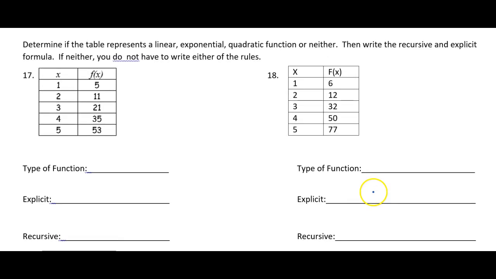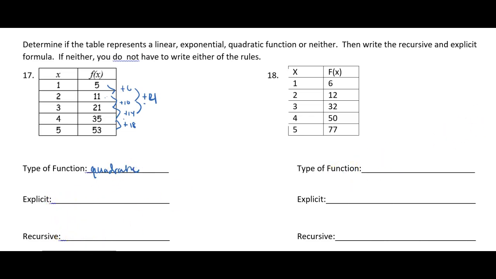Next couple. Determine if they're linear, exponential, or quadratic, and then write the recursive and explicit rule. So right away, if I look here, I'm looking for a common difference, common ratio, a second difference. So here there's no common ratio, so you went up 6 here, you went up 10 here, you went up 14 here, and then what'd you go up here, 18? So right now you have a common second difference of 4. So that tells you this is quadratic.